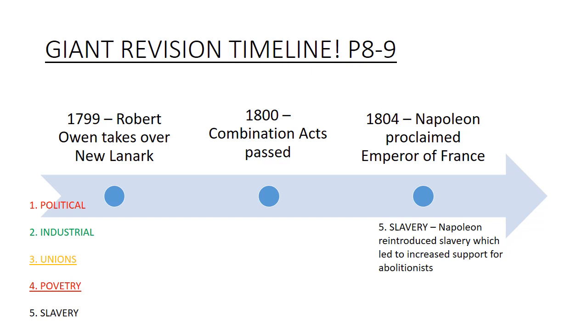Combination Acts, for example. When Napoleon was proclaimed Emperor of France, the impact of that was that one of the first things he did, because he needed money to fight wars, because, obviously, and I don't want to get into this too much, all the countries in Europe declared war against Napoleon, was to need money from the slave plantations. So as soon as he reintroduced slavery, it led to increased support for Wilberforce and Clarkson, the abolitionist movement. So that actually helped that particular area.